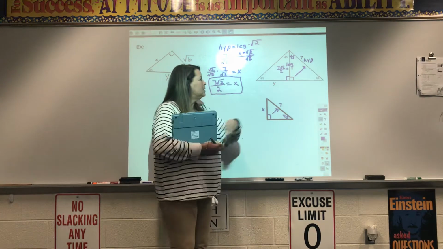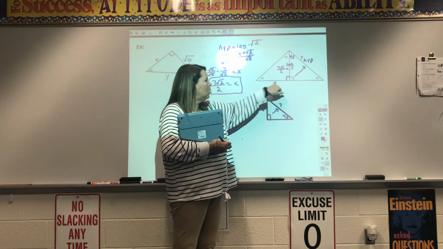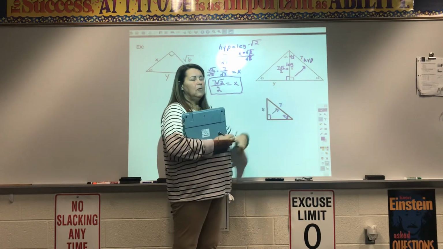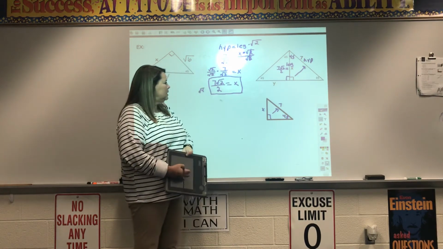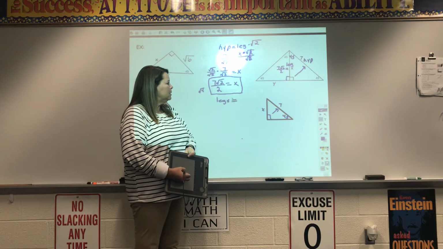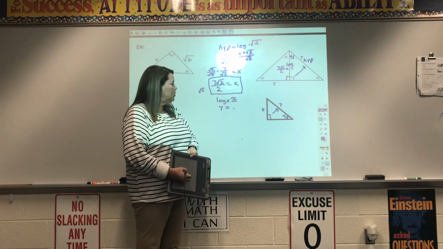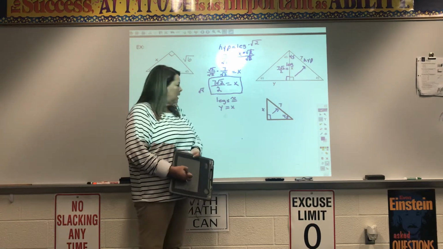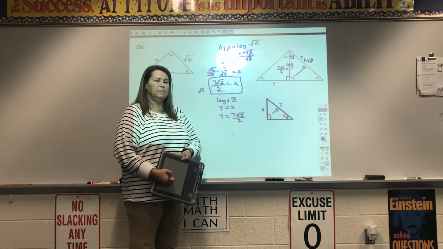Well, in this 45, 45, 90 triangle, y is also the leg. So if I know, my other rule states that the legs are congruent, so that means y is equal to x, and we know what x is. X was 7 radical 2 over 2.